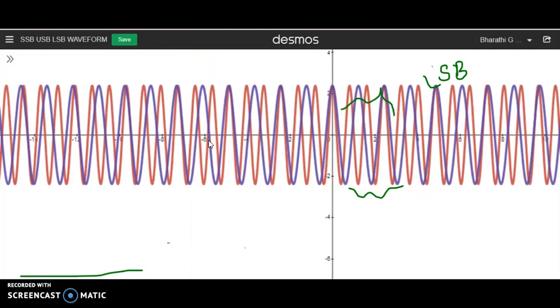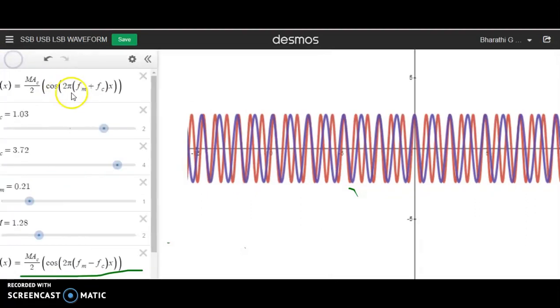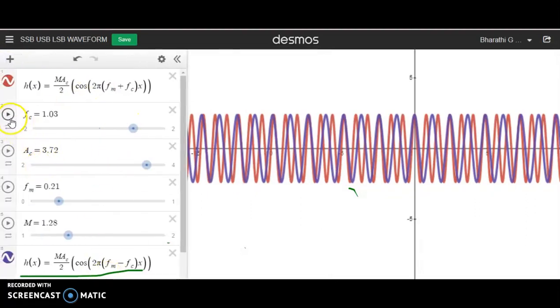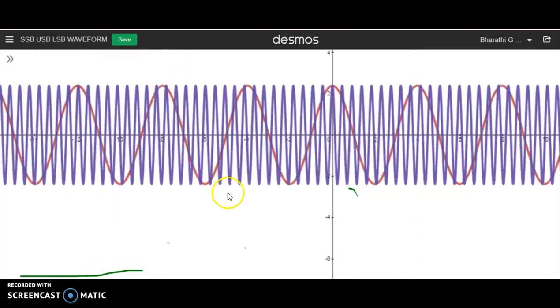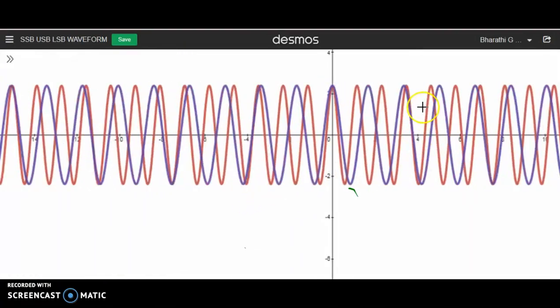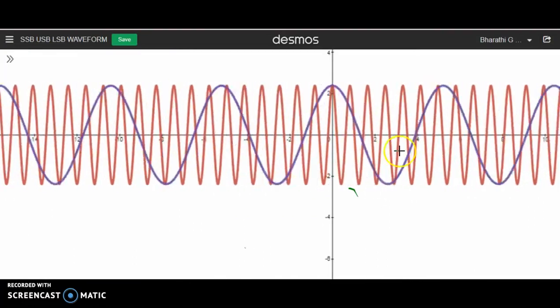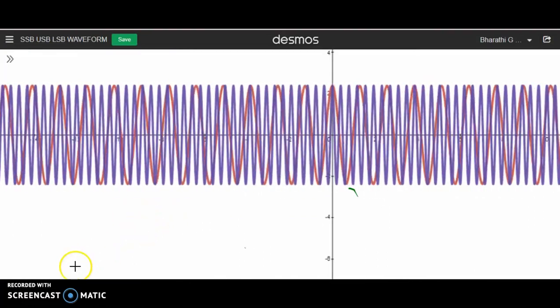See, the blue color indicates the low frequency waveform, that is LSB. The red color indicates the higher frequency waveform, that is USB. If I run this simulation and vary the frequency ranges, see the differences. The USB waveform varies more than the LSB waveform in terms of frequency.